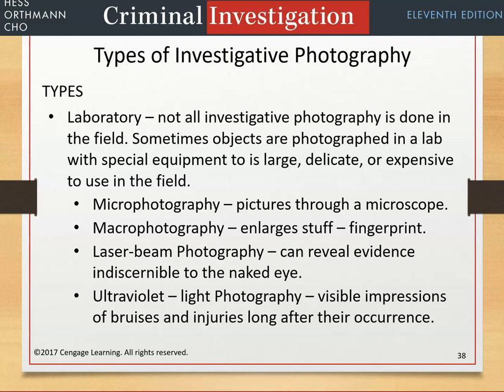And then we have the ultraviolet light photography, and these are visible impressions of, let's say, bruises and injuries long after they've occurred. And this uses the low end of the color spectrum, which is basically invisible to human sight, to make visible impressions. And again, things like bruises or injuries after they've occurred for a while. Bite marks, injuries caused by cigarette burns or strangulation marks, all of those types of things. And there are other types of photography.